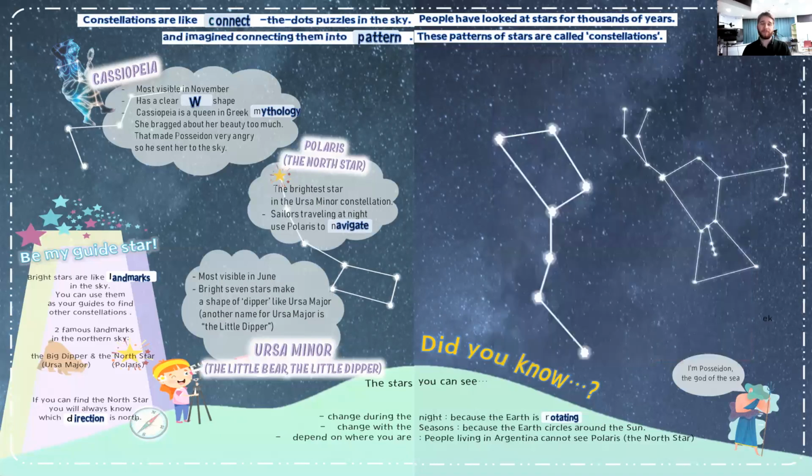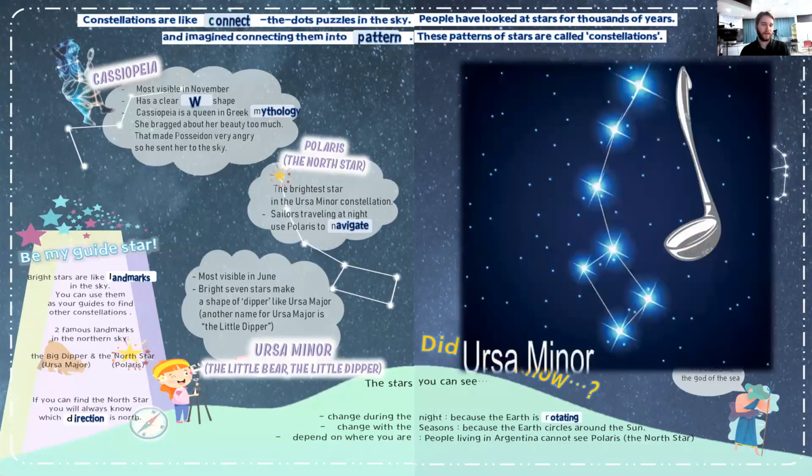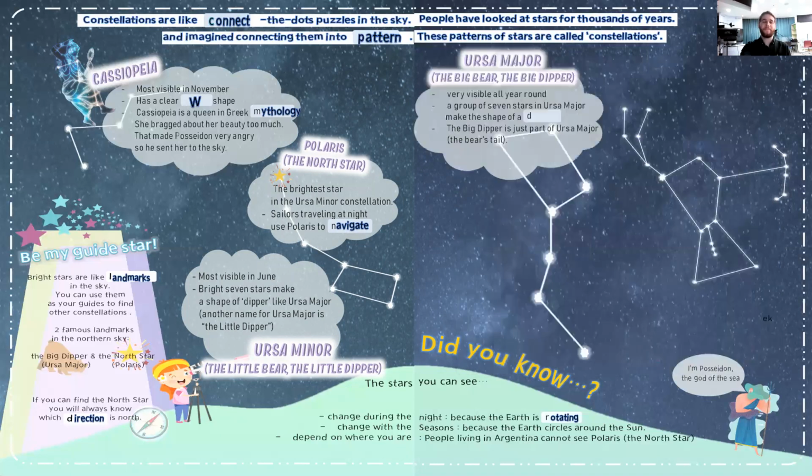It's most visible in June. Bright 7 stars make a shape of a dipper. There's our dipper. Another name for Ursa Minor is the Little Dipper. That's the Little Dipper. Next one is Ursa Major. Here's Ursa Major, or the Big Bear, or the Big Dipper.